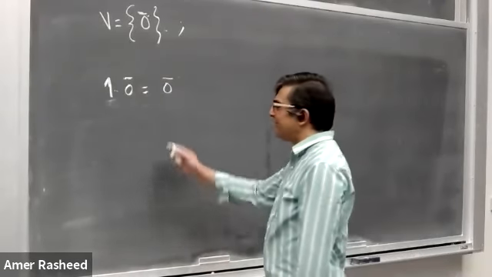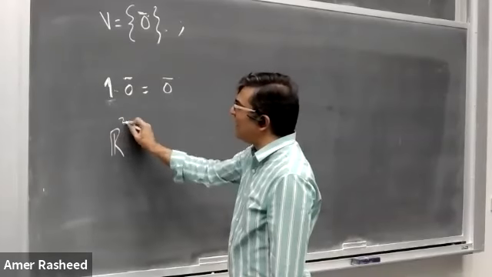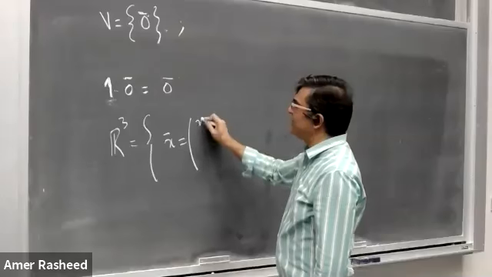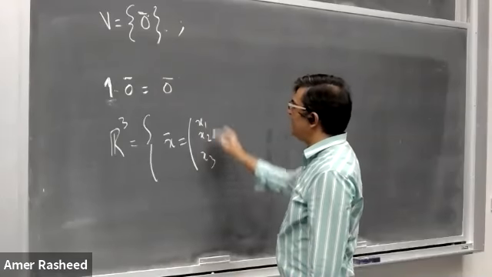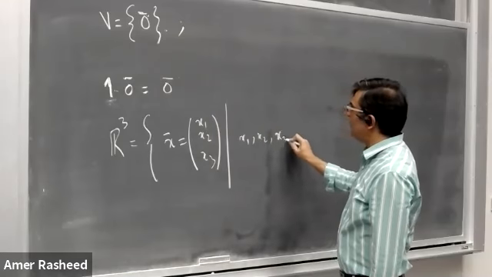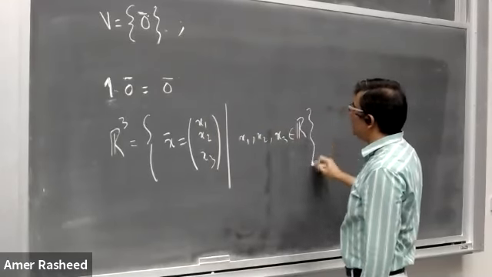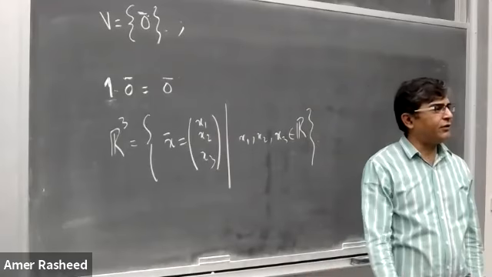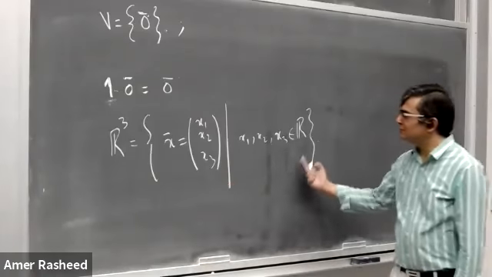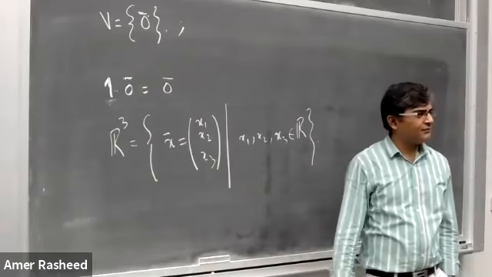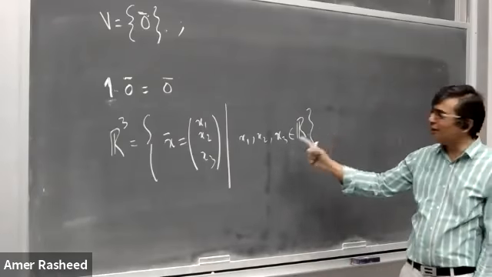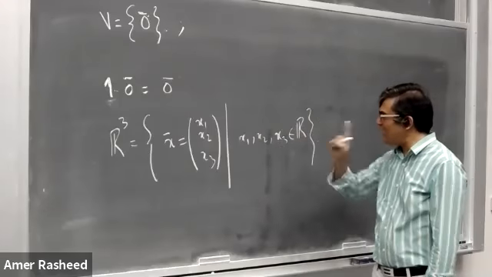We defined it in set notation form. If you define R cube, how would you define R cube? It contains vectors of this kind: x1, x2, x3 such that x1, x2, x3 are real numbers. So this is how you define R cube in notation form. But how many vectors does it contain? Real numbers. You look at this set: x1, x2, x3 belong to R.